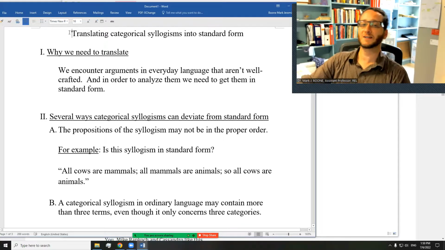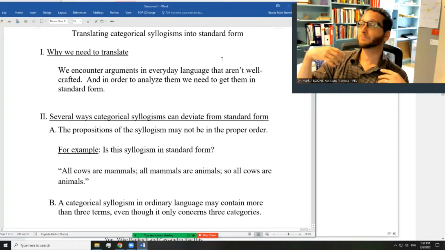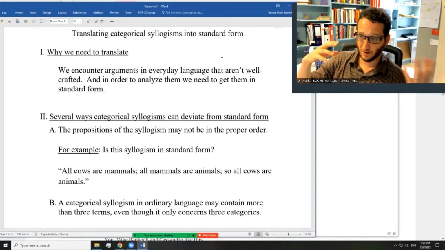Why do we need to translate categorical syllogisms into standard form? Just because arguments in everyday language aren't well crafted, which means they aren't orderly in such a way as to make it clear what are the major logical features of the argument.